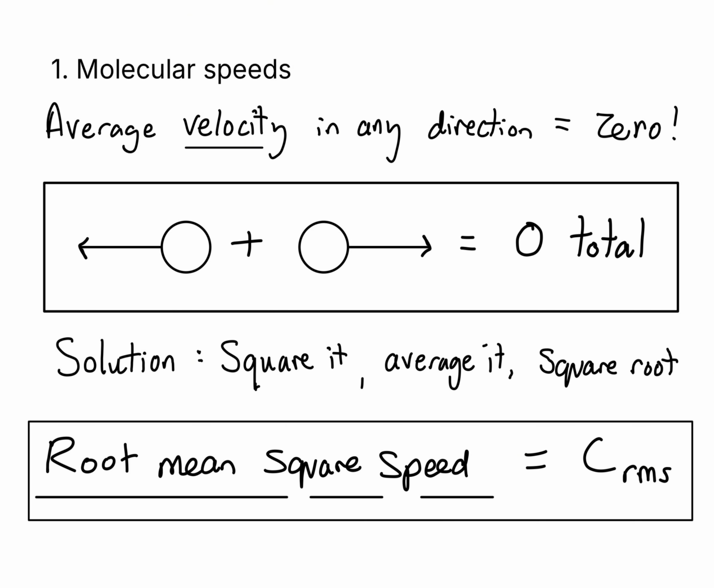We square all of the velocities first, which kills every minus sign. Then we take the average of those squares. Then we square root at the end to get back to something with the units of speed. That gives us the root mean square speed, CRMS, and it's the meaningful measure of how fast the molecules are typically moving.